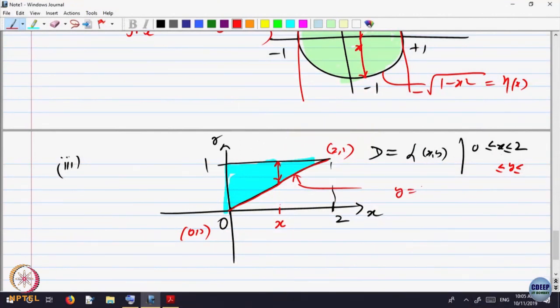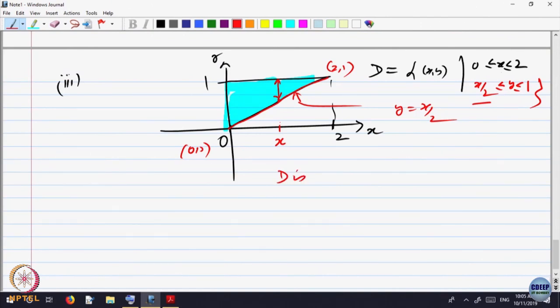Okay. So this equation is y is equal to x by 2, because when x is equal to 2, y is equal to 1. So this goes up to 1 and starts at y equal to x by 2. So that is my domain. Clear? It starts at the line y equal to x by 2 and goes up to the line y equal to 1. Okay? Right. So that is the domain. So this D is of type 1. Right?